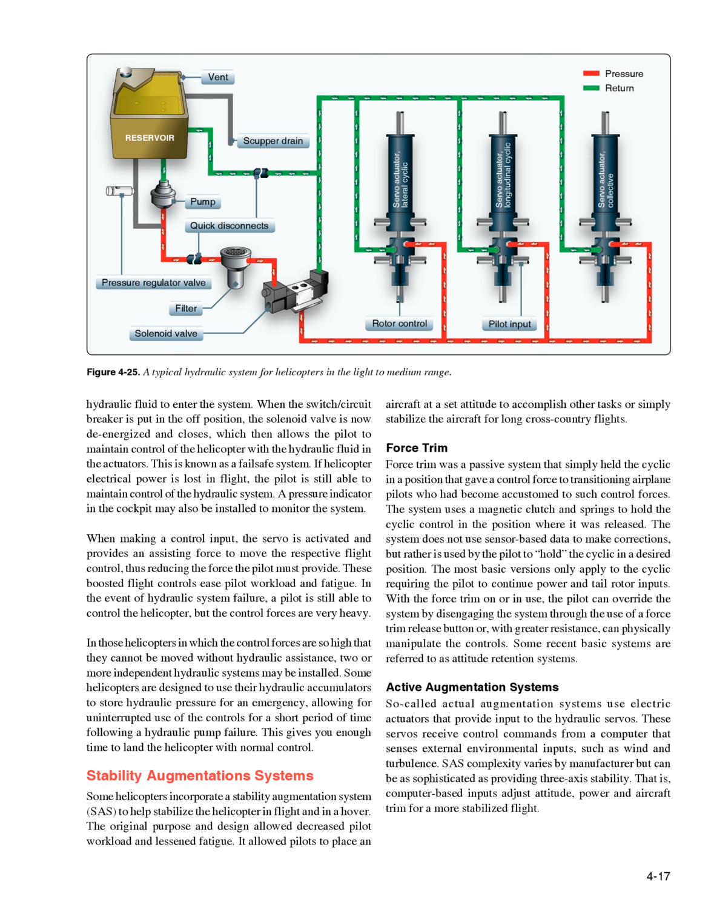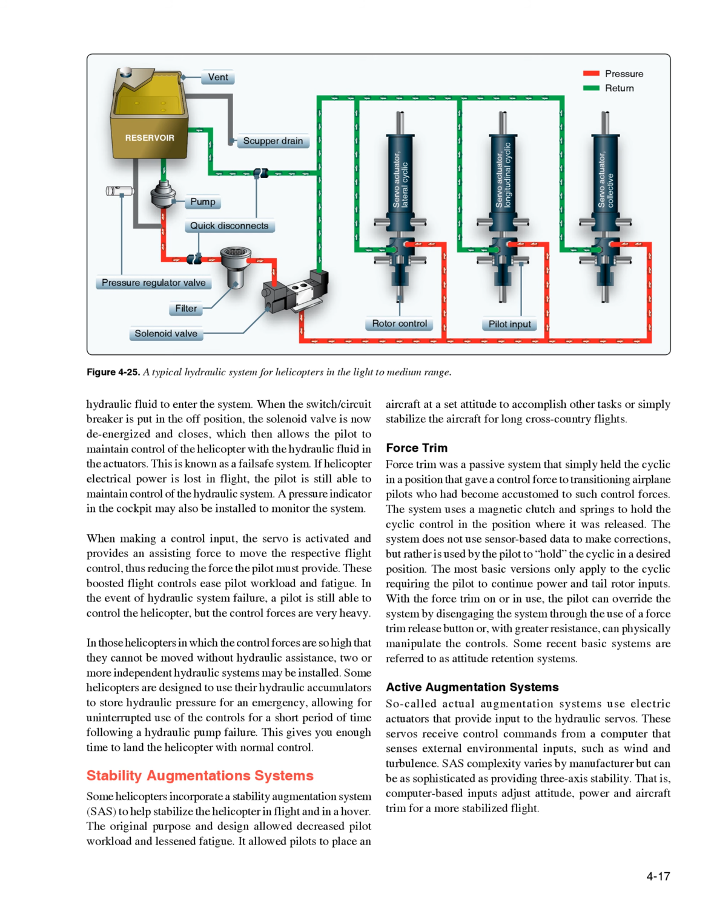Force trim was a passive system that simply held the cyclic in a position that gave a control force to transitioning airplane pilots who had become accustomed to such control forces. The system uses a magnetic clutch and springs to hold the cyclic control in the position where it was released.